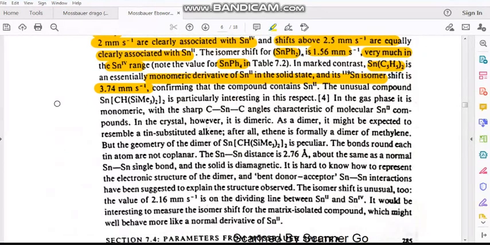Another important thing, the unusual compound Sn[CH(SiMe3)2]2. That means in CH3, two hydrogens are replaced by SiMe3. So in the CH we have two SiMe3 groups, twice. So this one is also a tin dialkyl derivative. It's interesting from the data. In the gas phase it is monomeric, with a sharp tin carbon angle.